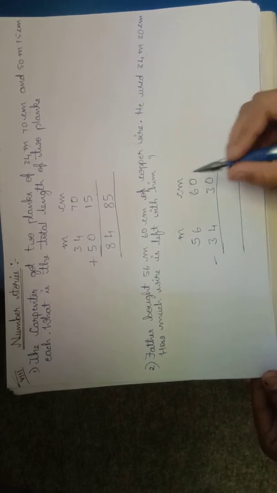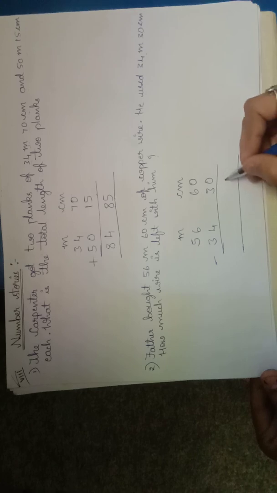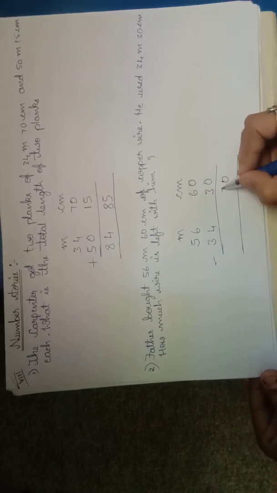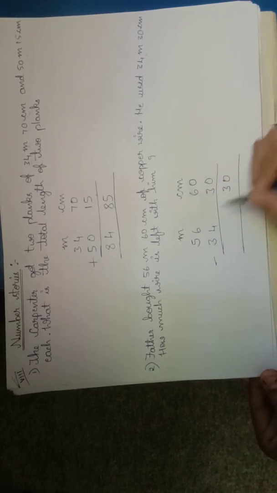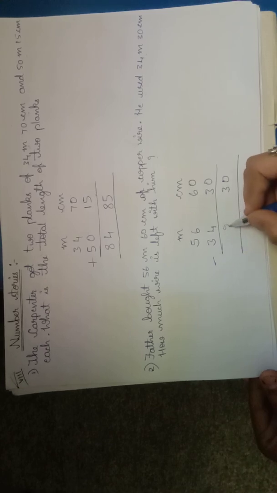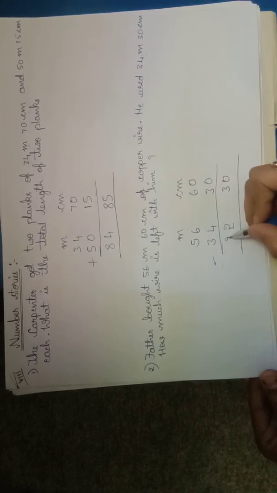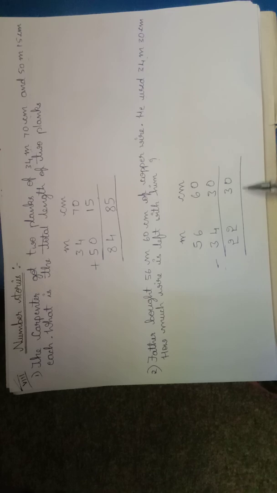You have to do the subtraction. 0 minus 0 gives you 0. 6 minus 3 gives you 3. 6 minus 4 gives you 2. And 5 minus 3 gives you 2. So 22 meter 30 centimeter copper wire is left with the farmer. Okay. So like this we are going to measure the length, measuring length.